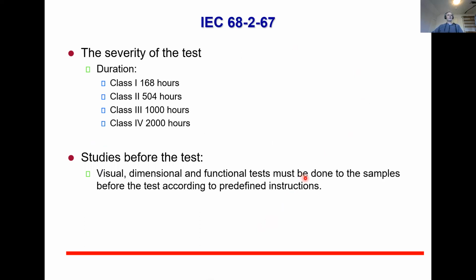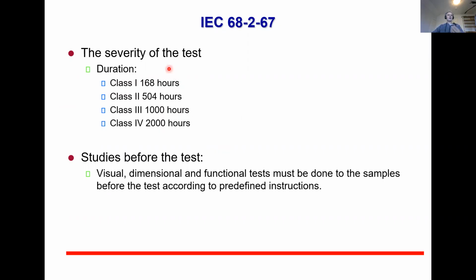Then the severity of the test. In this standard, the severity is defined so that you have different durations of the test. There are 4 different classes. The first is 7 days, class 1, and class 4 is 2000 hours, so 82 days or whatever that is. Maybe the most common is class 3, 1000 hours, 85. So it's 41 days. That's maybe the most commonly used test.